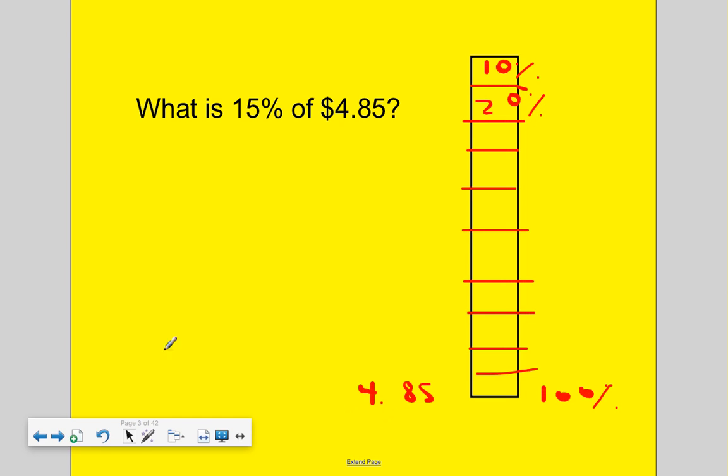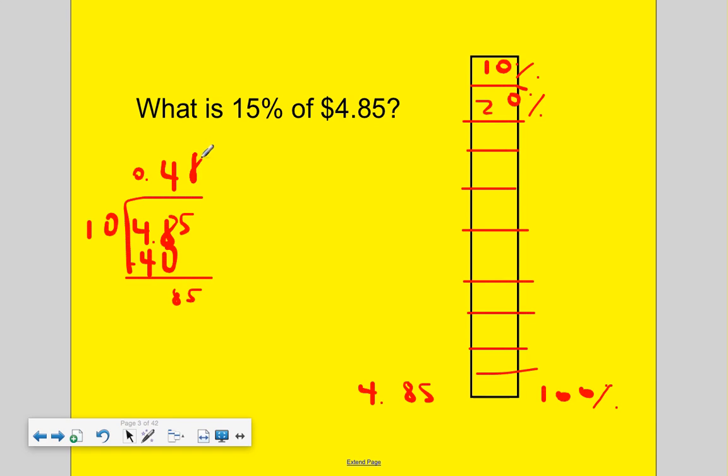So if you have $4.85 and you divide it into 10 equal sections, what dollar amount would go to each section? Well, let's divide this and find out. Can 10 go in 4? No. But can 10 go in 48? Yes, it goes in 4 times. So 48 minus 40 is 8. Bring down the 5. How many 10s go in 85? 8 times. So 85 minus 80 is 5.